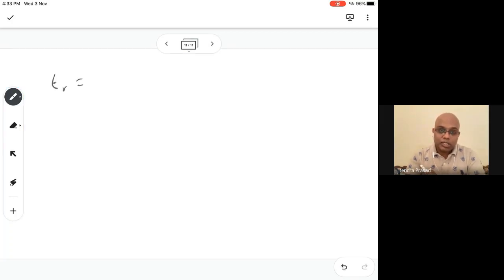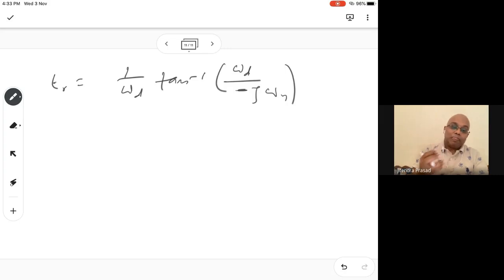or you can write TR equal to 1 over omega d tan inverse omega d over minus zeta omega n. So you can also write like this. Yeah, so we can find out. The next thing is finding the peak time.